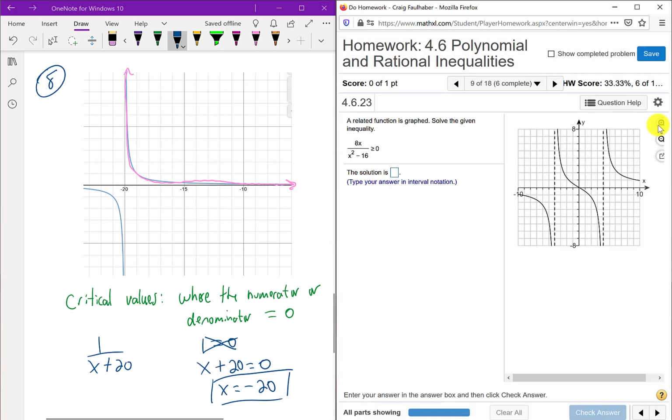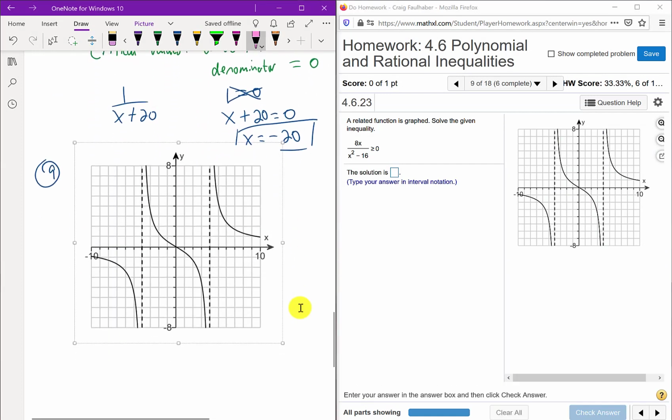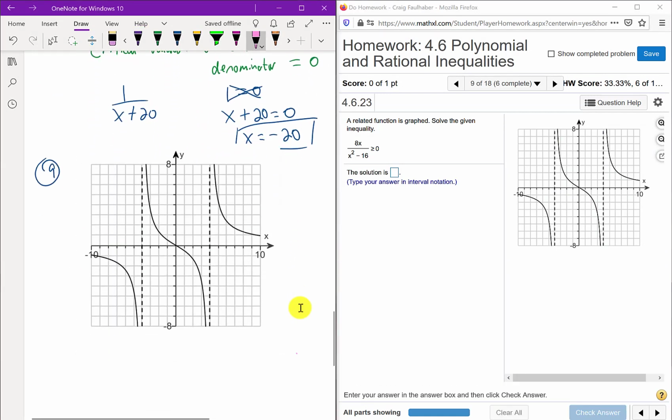Well, this is nice. This function is actually graphed for us, so we don't have to do any work. We can just find the answer from this graph. Here is our function that is graphed to the right, and we're asked where it is greater than or equal to 0. Again, I'm going to take a screenshot of that and move it over here, and look at this graph and say, where is it greater than or equal to 0? Well, this graph is equal to 0 right here, and it's greater than 0 up here. That's where its y values are above the x-axis.